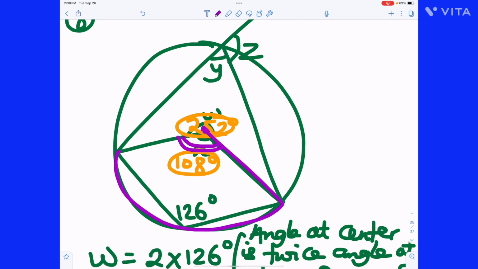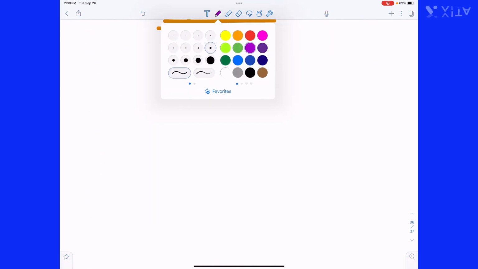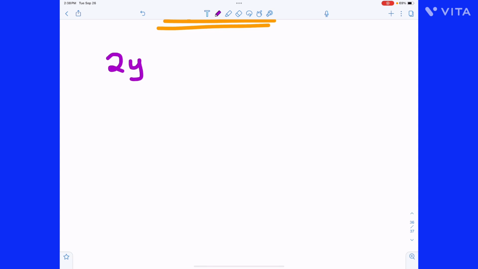has formed 108 at the center of the circle, but it has also formed y at a point on the circumference. But the angle formed at the center, which is 108, will be twice this one formed at the circumference, which is y. So that tells us what? That 2y is equal to 108, or 108 is equal to 2y. Anyhow you write it, it's okay.